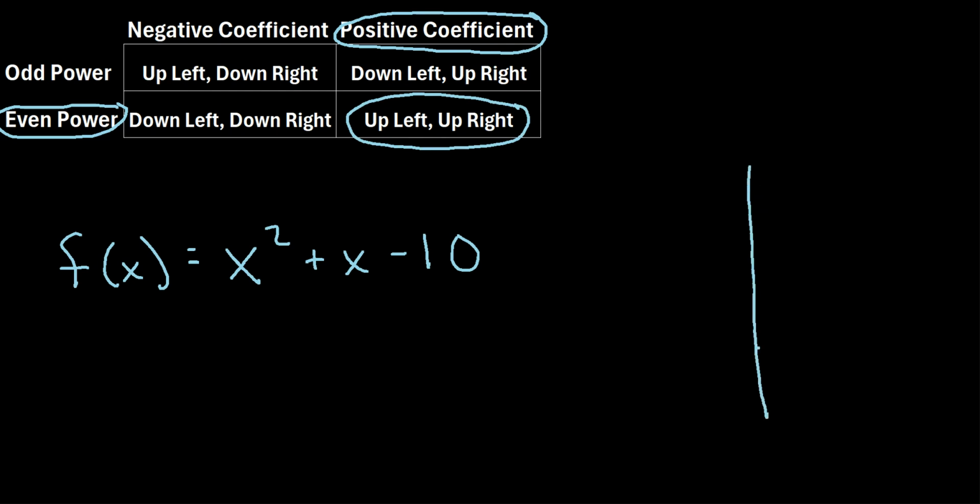And if you were to graph this polynomial, you would find that it looks something like this, where indeed as you get further and further to the right, it is increasing, and as you get further and further to the left, it's also increasing, or going up. So you can use this little 4x4 grid right here to determine the end behavior of any polynomial using the leading coefficient test.